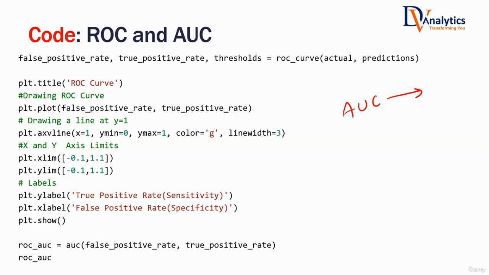How much is the area under the curve that you got? 84%. Is that a good value? 84% area under the curve is good generally. Anything above 80.